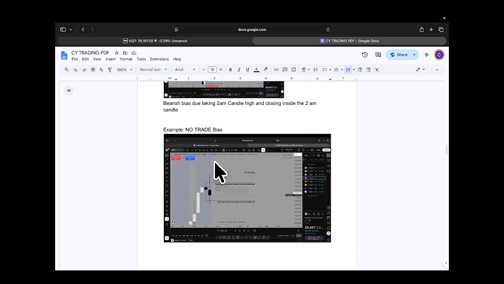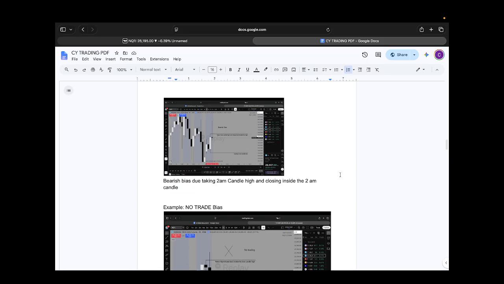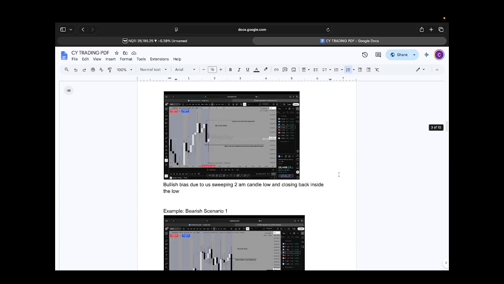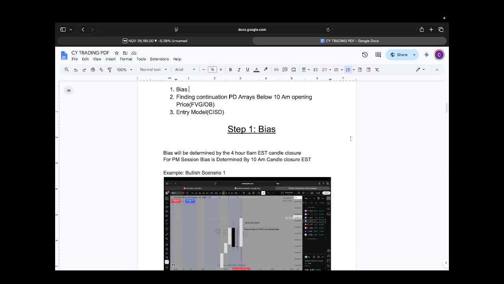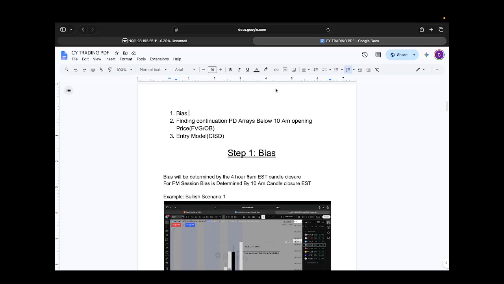This PDF is pretty helpful. I think eventually I will be sharing this PDF. I just want to make sure that it's private, and that way none of you guys can edit it.